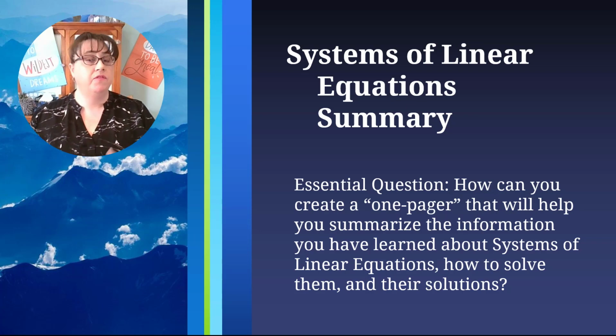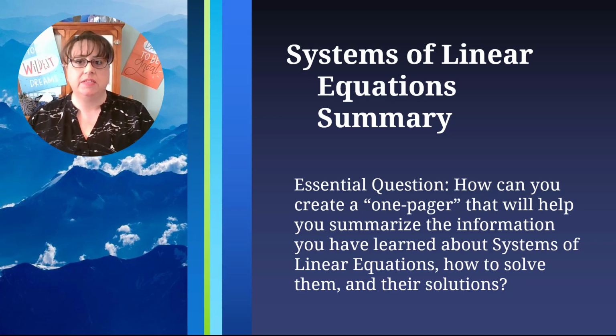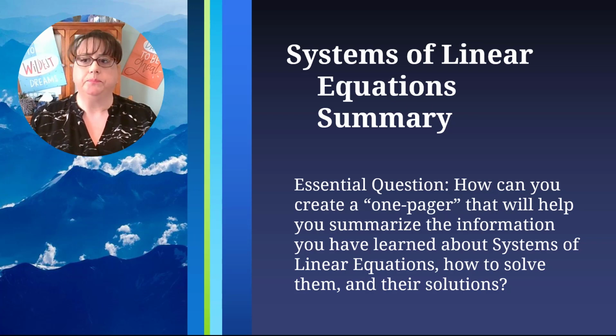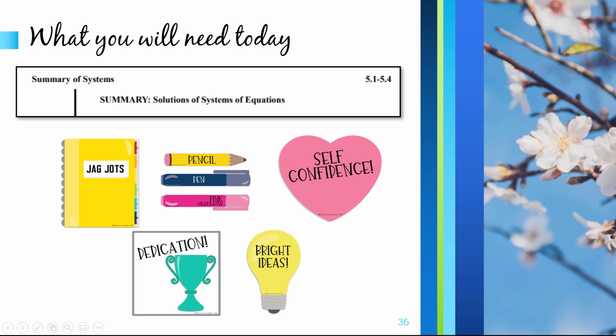We are here to finish up our lessons in solving systems of equations. We're making a one-pager that's going to help you summarize that information about what one solution looks like, no solutions, and infinitely many solutions. Today you're going to need your Jaguar dots. At the top it'll say 5.1 through 5.4. Pen or pencil. You might find a highlighter useful. You're going to need your self-confidence, some dedication, and your bright ideas.